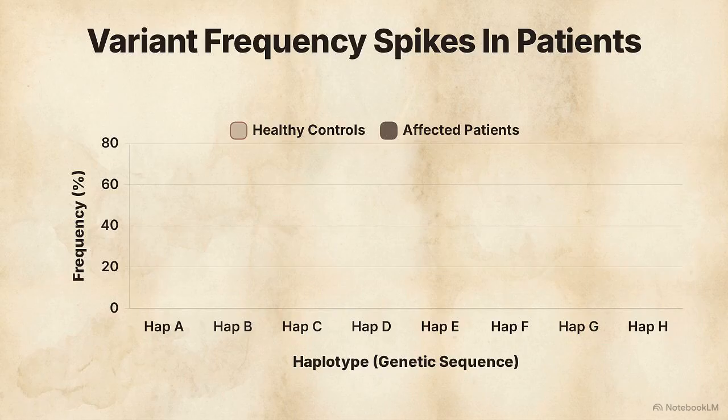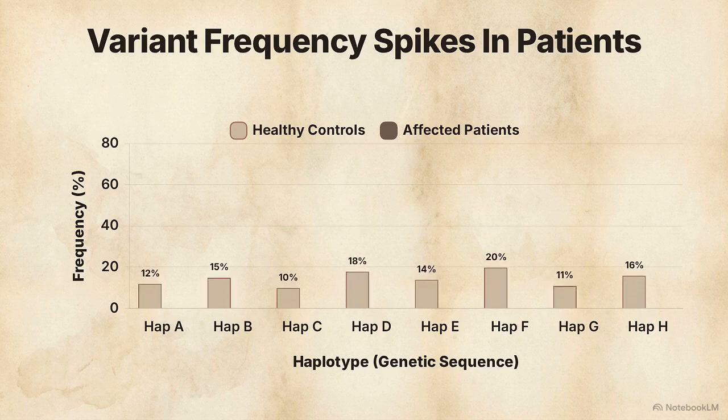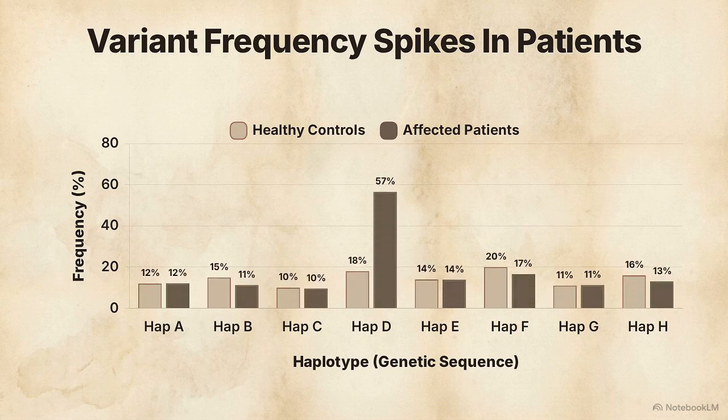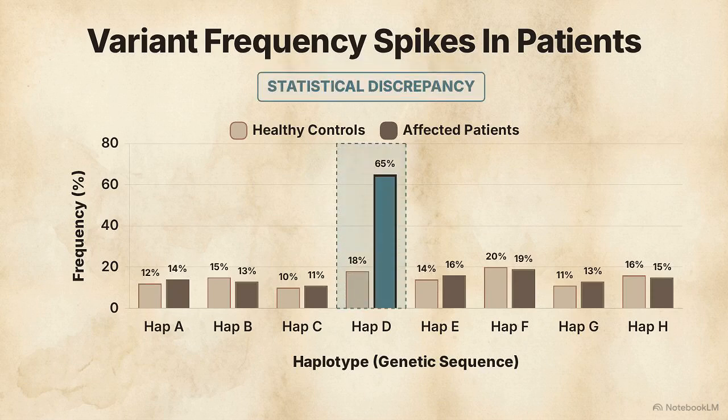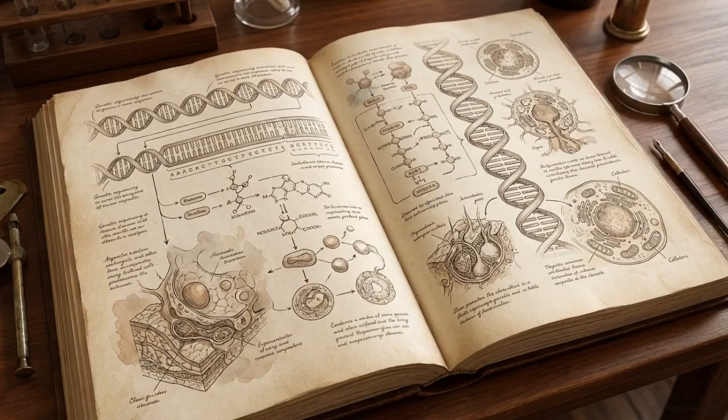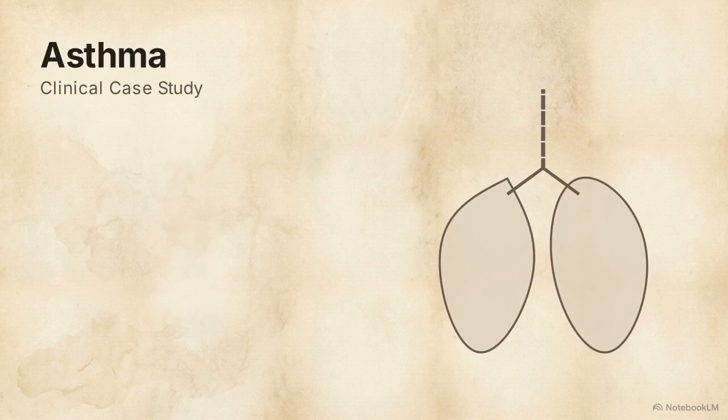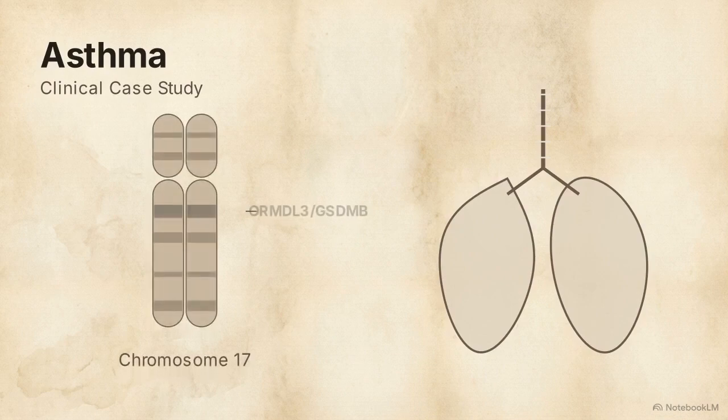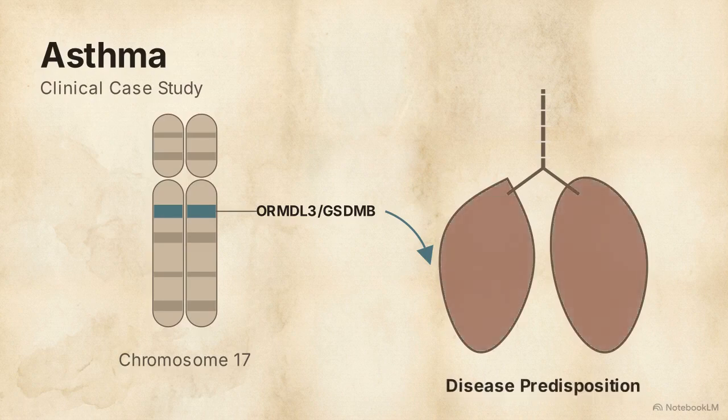This case control strategy works by directly comparing the haplotypes of affected patients against healthy controls to spot statistical differences in frequency. This approach yields results when the disease fits the historical model. In the case of asthma, GWAS successfully identified the ORMDL3/GSDMB region on chromosome 17, linking a common ancient variation to modern disease predisposition.